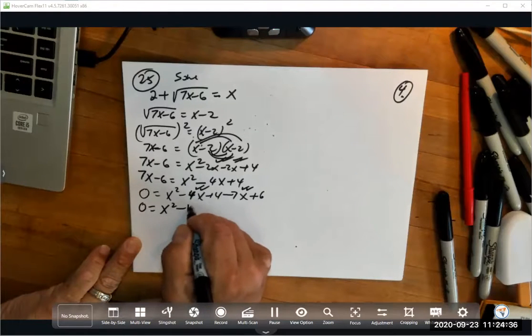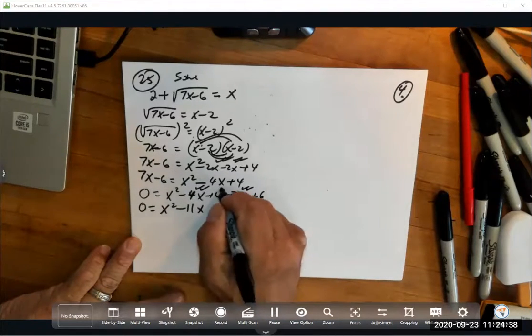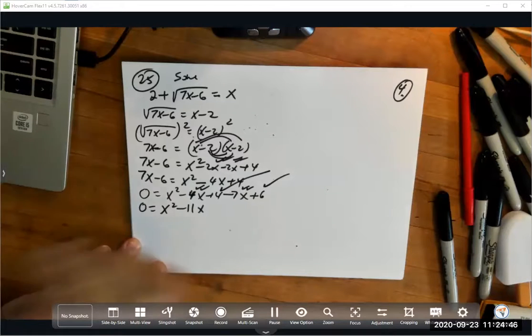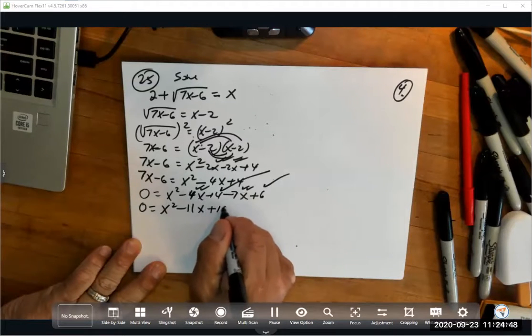Negative 11. 11x. And what do you think 4 and 6 is? Use the calculator, don't just stop in your head. It's going to be double-digit answers. 4 plus 6. 10. Good job. Use your calculators, okay?